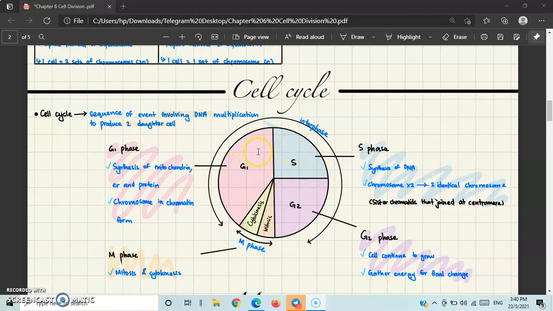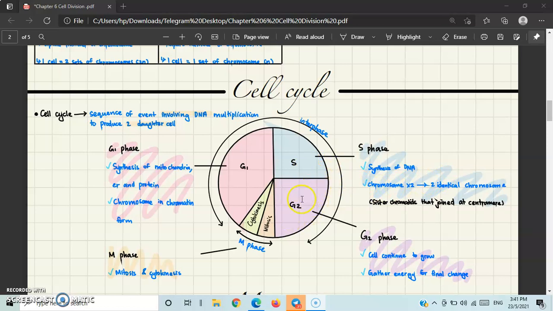Then we go to the S phase. After the G1 phase, it will be followed by the S phase. What happens here? Synthesis of DNA occurs here, and the chromosomes become two. The chromosomes multiply or duplicate here, producing two identical chromosomes. So that occurs in the S phase.